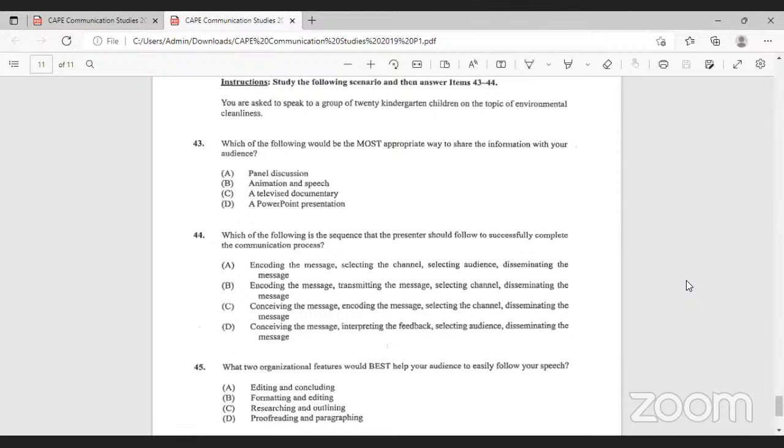And so yeah, formatting and editing. So look at the spaces, look at the size of the font, is it bold or italic, what do you emphasize? Things like that. That is formatting and editing. So 45 is B. So 43 is B, boy. 44 is C, cat. And 45 is B, boy.